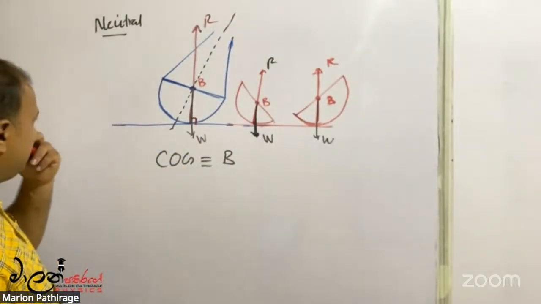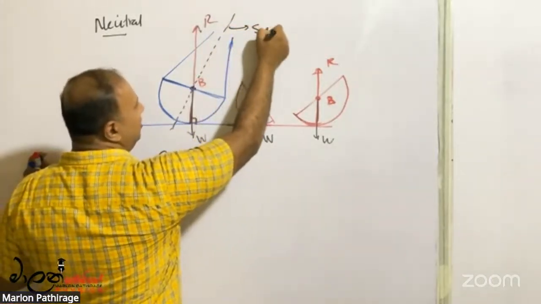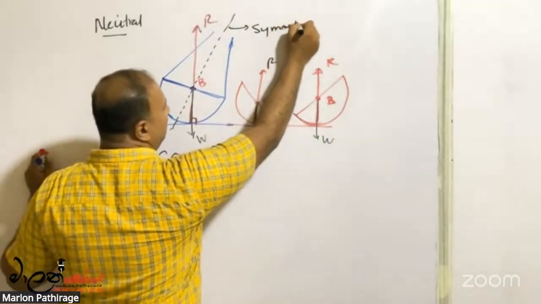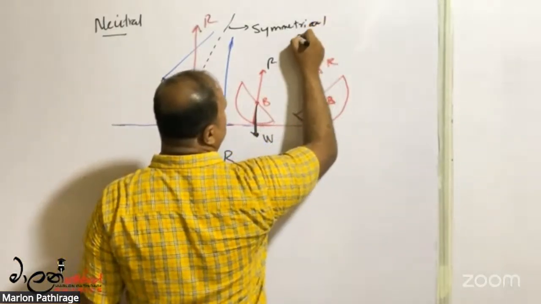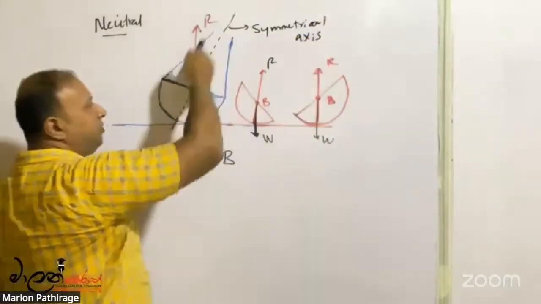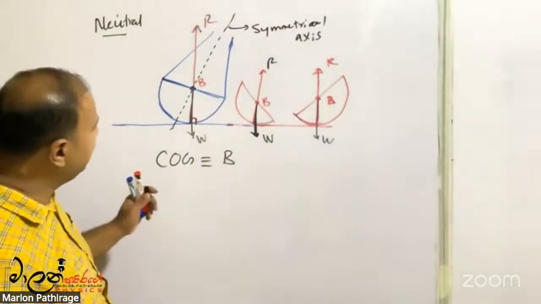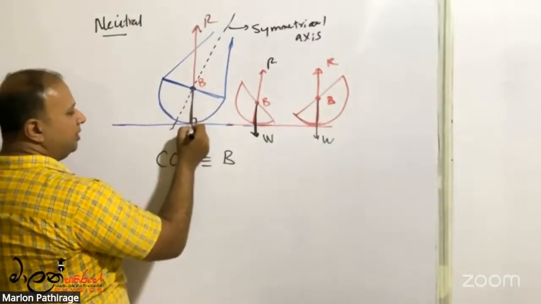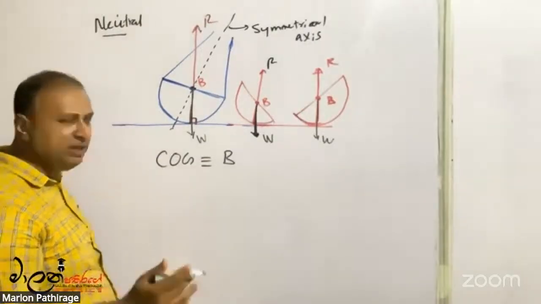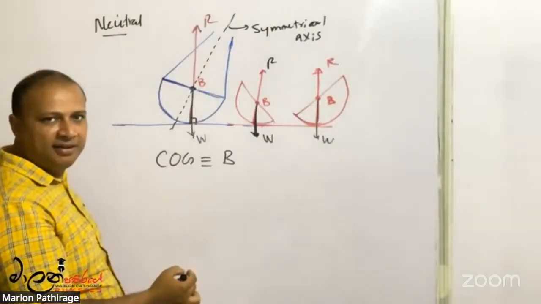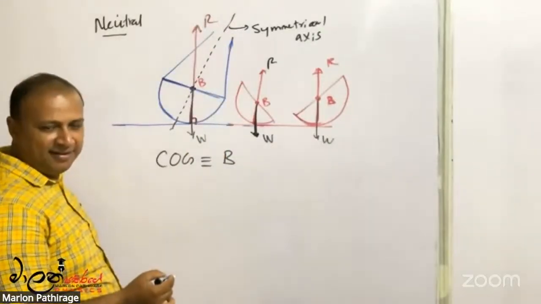And now this is the center. This is the center of the circle. This is a symmetrical line. Symmetrical axis. You have to draw the symmetrical axis through the center. Then you can draw a vertical line at any position, and this vertical line should be the reaction. No reaction.